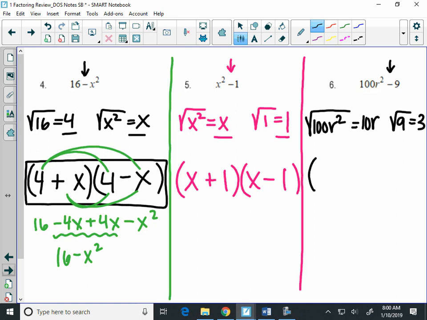So we use the 10r and the 3. 10r in the first and second, 3 in both, a plus and a minus. So you're all set. You're factored there.